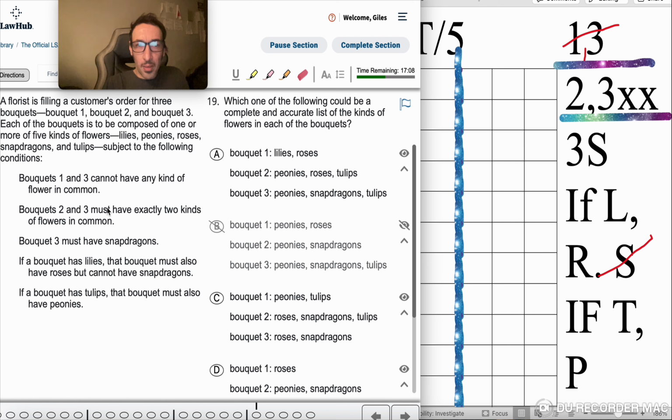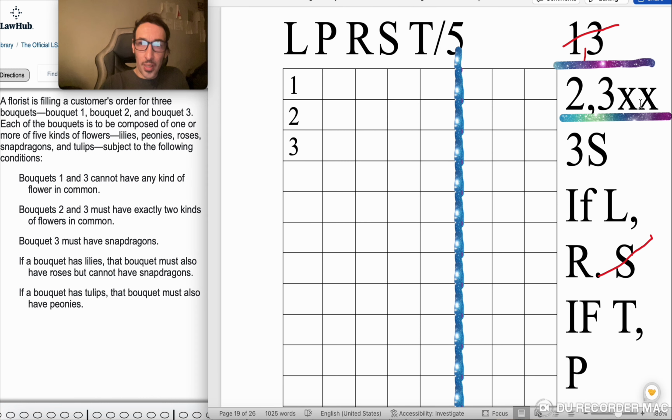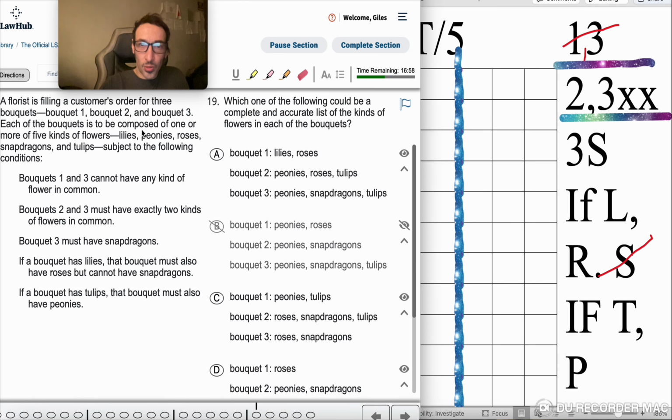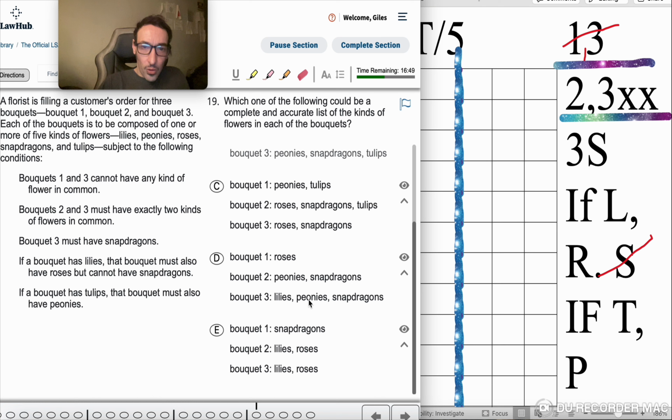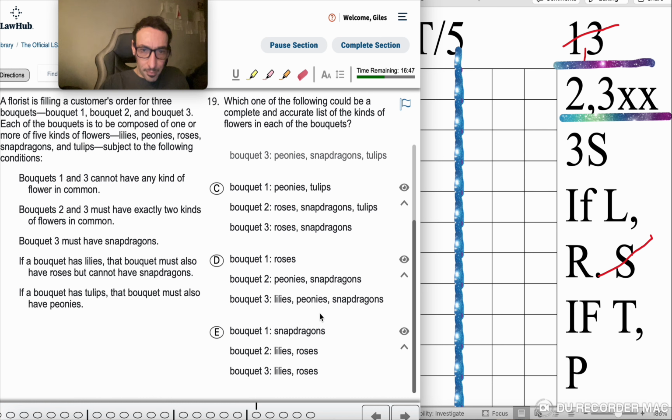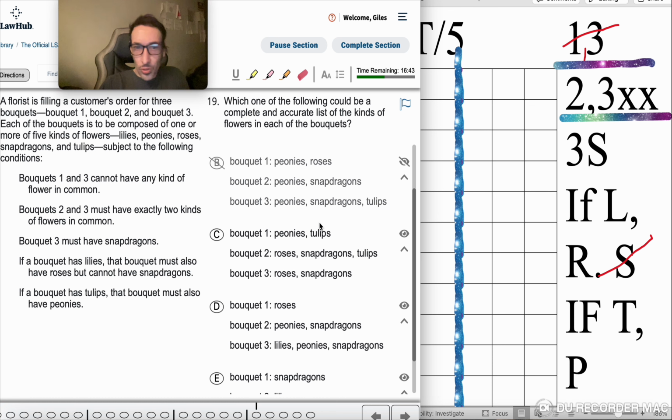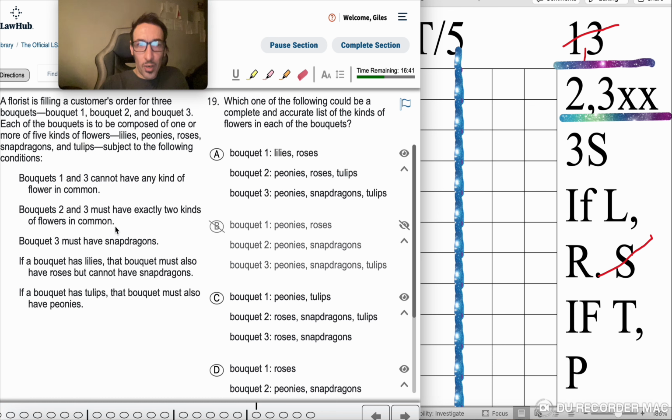Bouquet 2 and 3 must have exactly 2 kinds of flowers in common. So write down 2 and 3 with the X at the end, meaning that they have to have something in common, 2 and 3. So let's see if we can find it. P and T are in common. The only thing I don't see in common is neither one. So all of them meet that condition. Let's go ahead and move on.